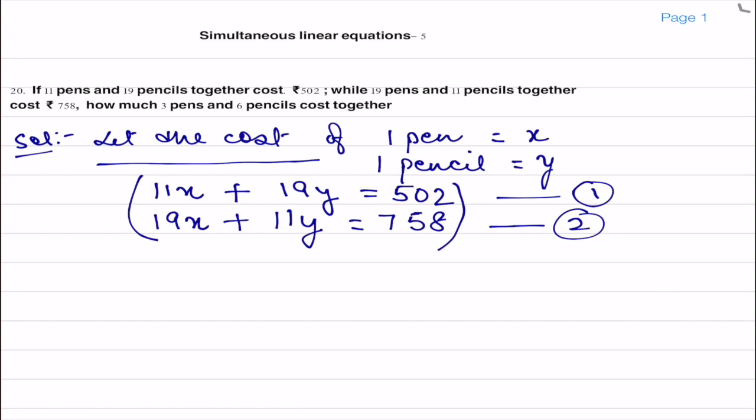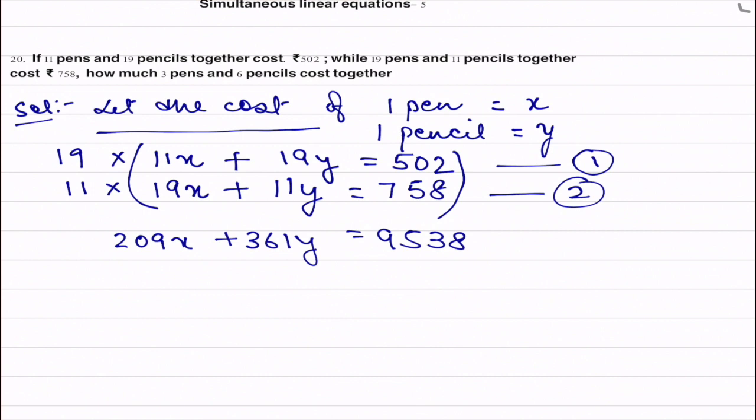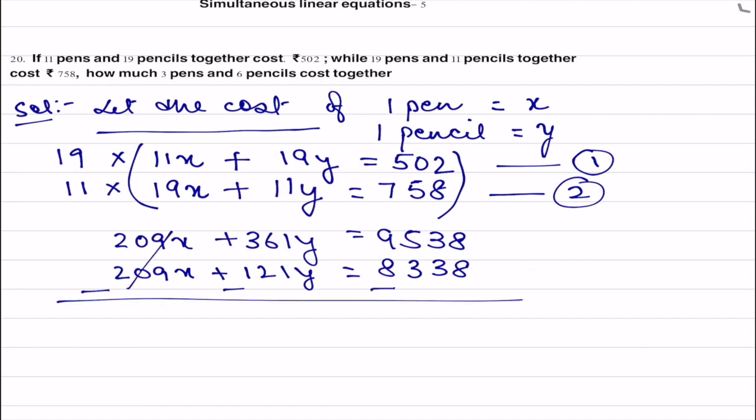Again, the choice is yours. Any method you can use. I am using the elimination method. Multiply the first equation by 19, the coefficient of x, and the second equation by 11. So it becomes 209x plus 361y is equal to 9538. And the second equation, when we multiply by 11, becomes 209x plus 121y is equal to 8338. Subtract the equations. The x terms cancel.